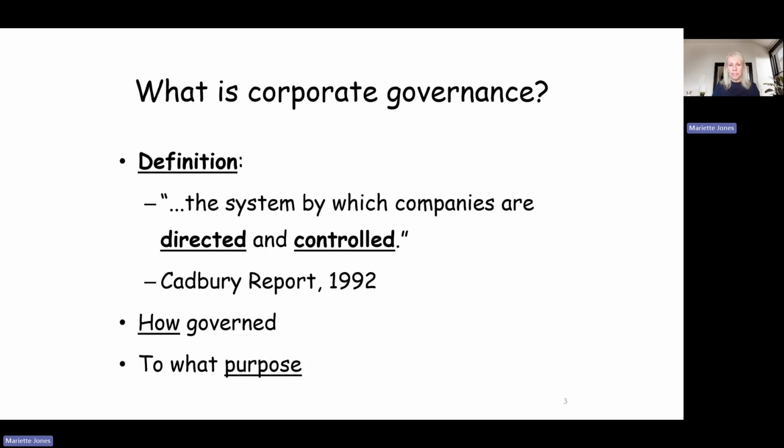So what is corporate governance? A very widely used definition comes from the Cadbury Report, which can actually be thought of as starting the whole discipline in 1992. The Cadbury Report defines it as: corporate governance is the system by which companies are directed and controlled. There are two key ideas from this definition. Firstly, how the company is governed, and secondly, to what purpose it is governed. Traditionally, the purpose was seen as maximizing profits for the members of the company. But modern governance recognizes broader social responsibilities beyond the duty to the shareholders or the members of the company.